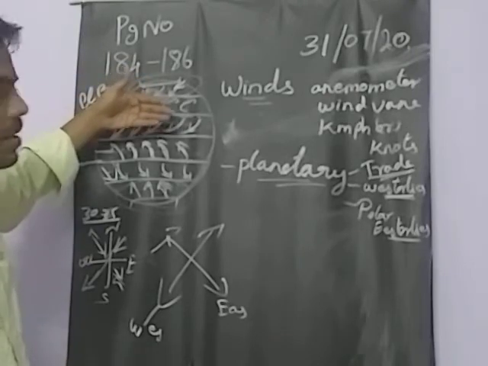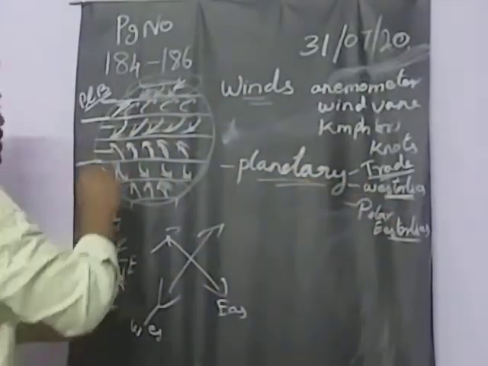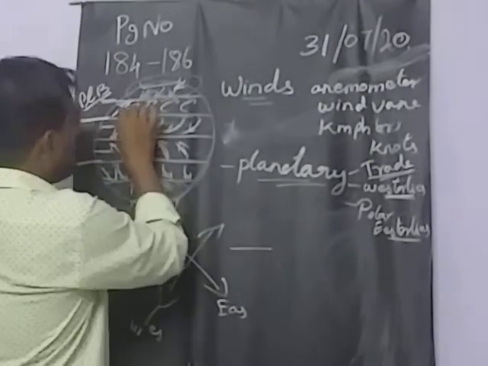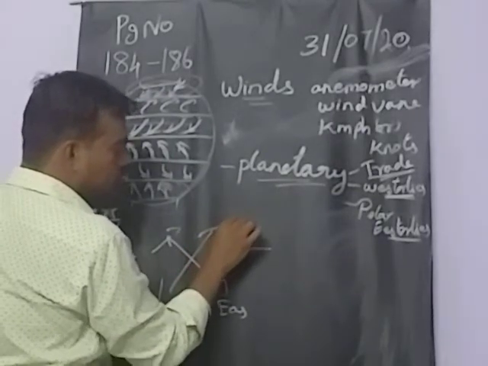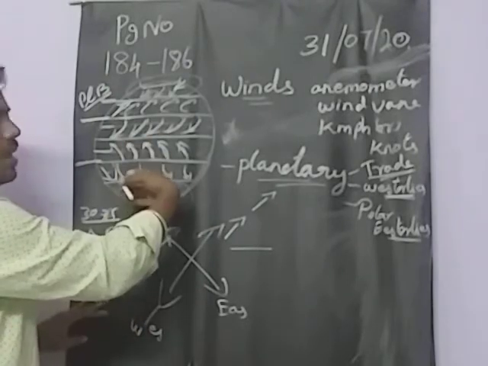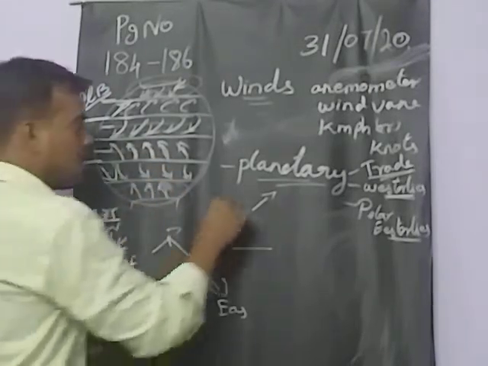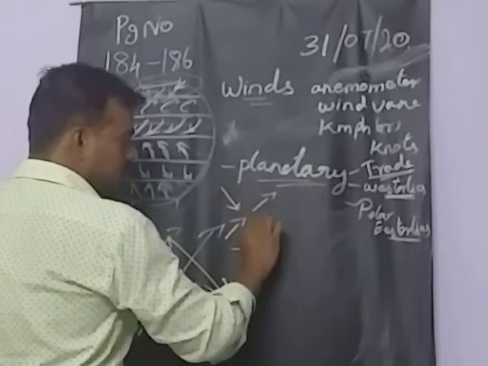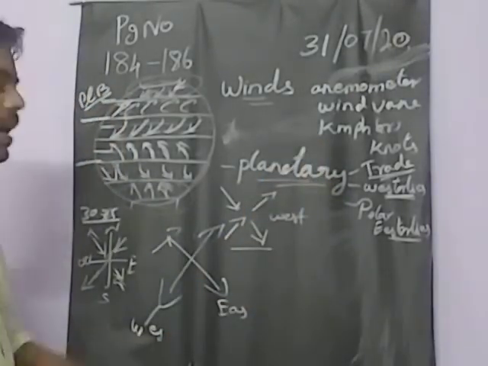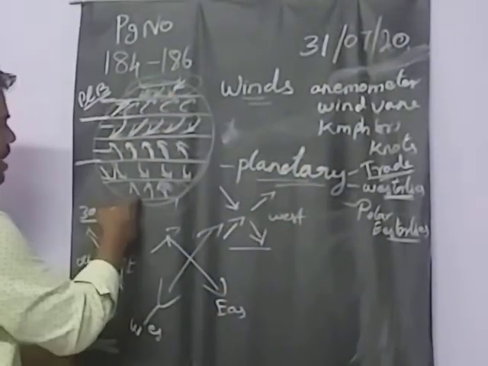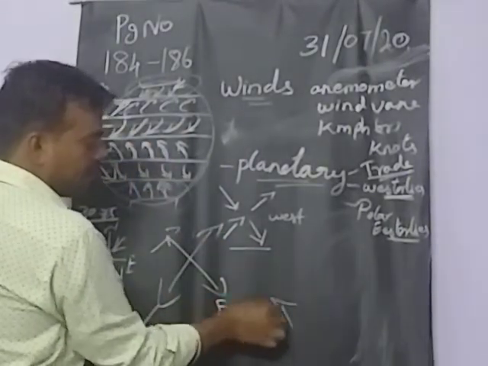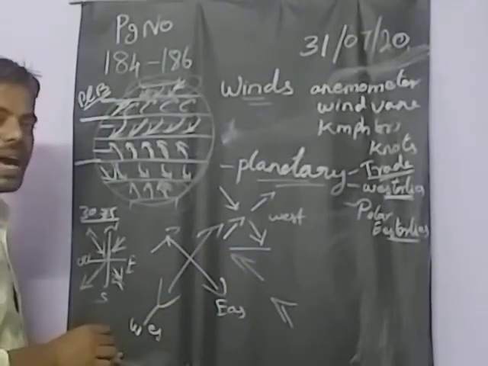So understand that. Polar westerlies means from the western direction. For example, in the northern hemisphere it blows from southwest to northeast. But what happens in the southern hemisphere? From northwest to southeast, it will be the westerlies. Polar easterlies, see, from the eastern direction towards northwest.